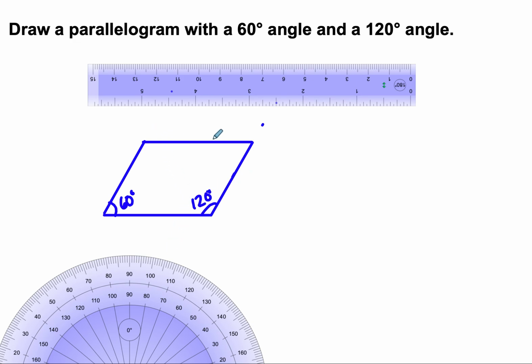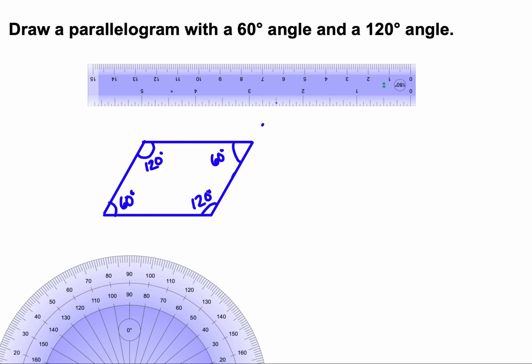I'm going to go ahead and label my top ones as well. You don't have to do that. But I am just to point out to you, on a parallelogram, the angles that are diagonal from each other are the same. So sometimes they'll say draw a parallelogram with two 60-degree angles. That doesn't mean both of them on the bottom are going to be 60 degrees. That means the one on the bottom and the one across from it, diagonal, are both going to be 60. These two numbers are always going to equal 180 degrees.